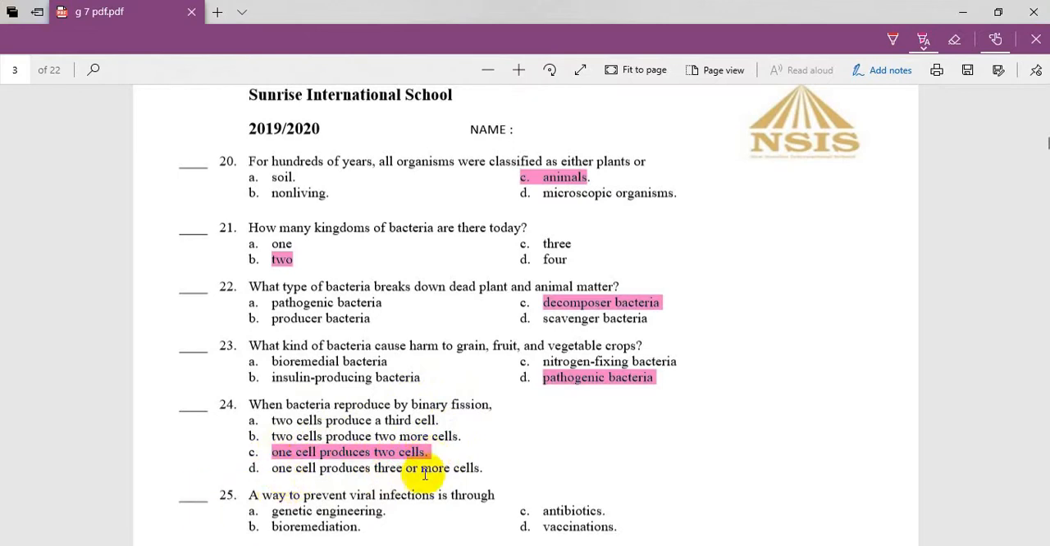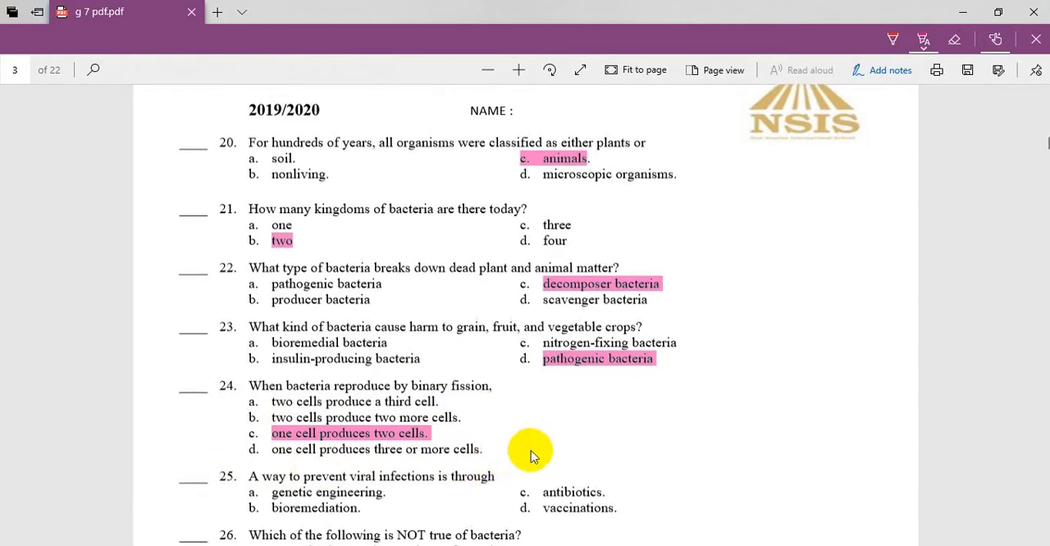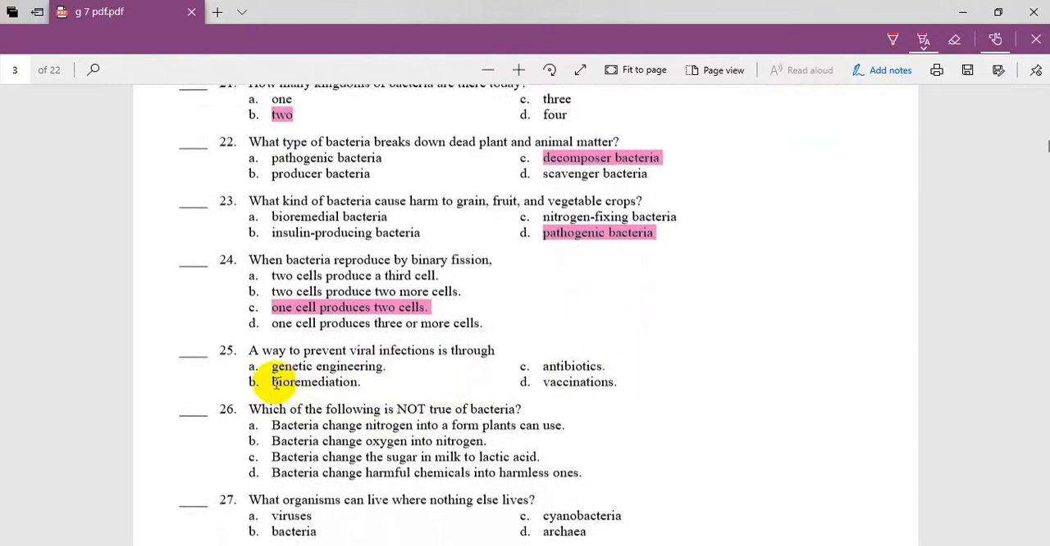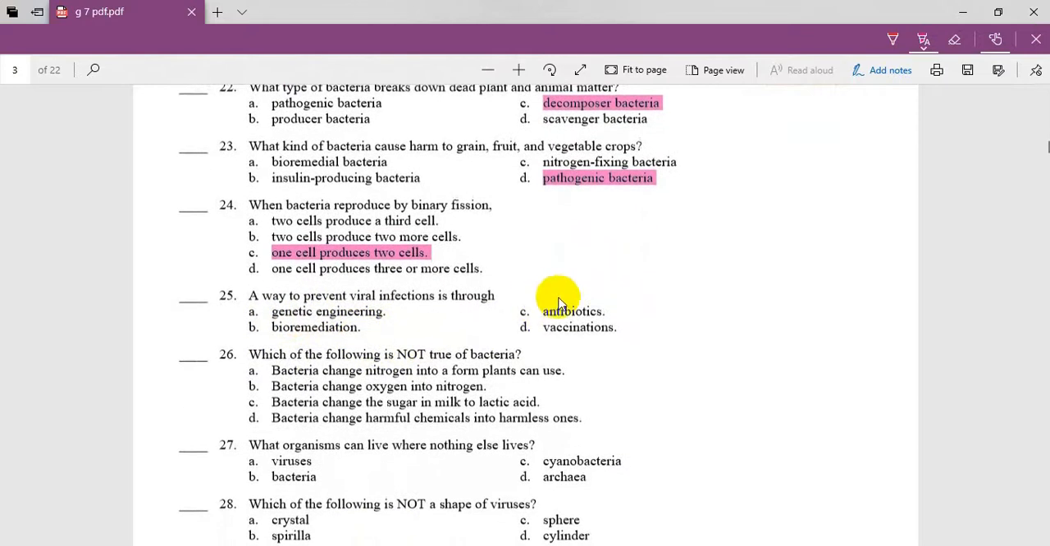Question 25: a way to prevent viral infection is through, not antibiotics, not genetic engineering, and not remediation. We take a vaccine, by vaccination. So vaccinations stop virus infection.